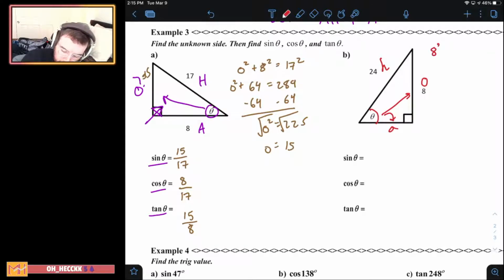So 8 squared plus a squared equals 24 squared. Remember, when you use the Pythagorean Theorem, don't confuse a here with a squared plus b squared. It's the adjacent side, okay? But the value over here is always the hypotenuse. Leg squared plus leg squared equals hypotenuse squared.